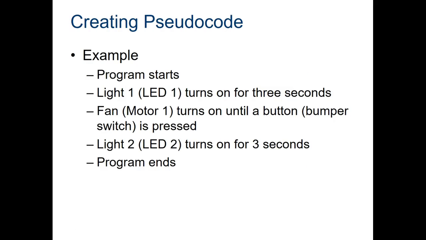This would be an example of some pseudocode. The program is going to start. It's going to turn a light on for 3 seconds. It's going to turn a motor on until a button is pressed, and then it's going to run a light for 3 seconds, and then the program ends. Okay, so that's what it's going to do. That is an example of pseudocode. It tells you what the program's going to do without actually putting in code.